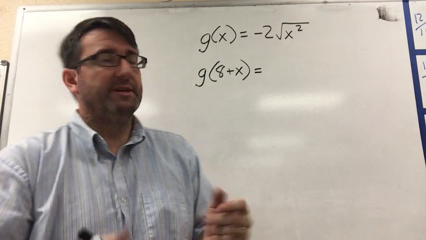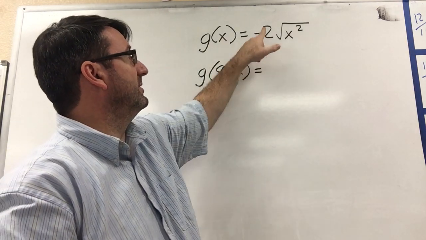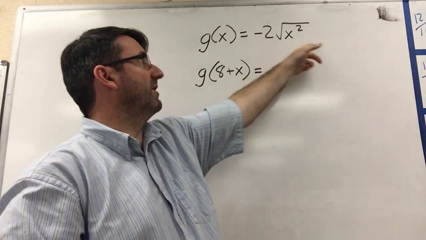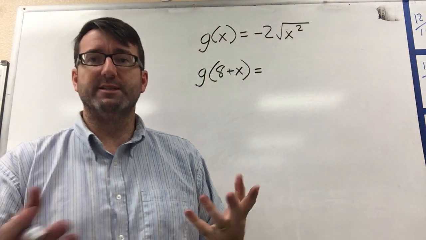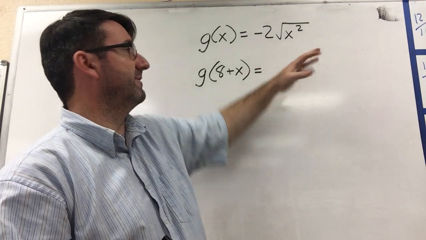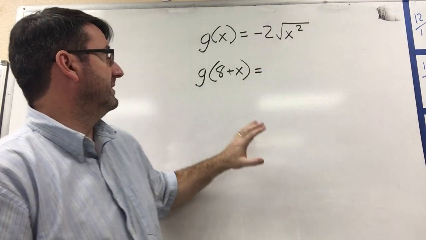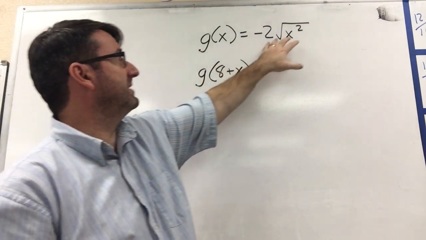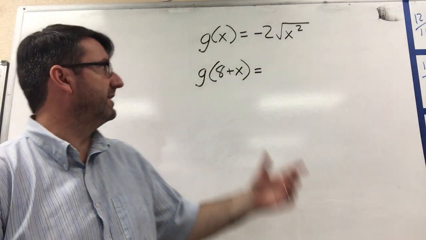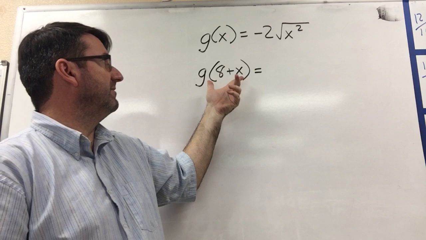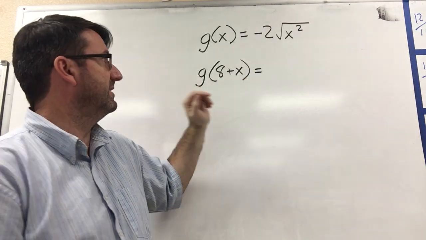All right, number 2 gives us that g of x is equal to -2 times the square root of x squared, which is a little bit weird because the square root of x squared is just x, but we're going to go with it. So g of x equals -2 times the square root of x squared. We want to know what g of 8 plus x is equal to.